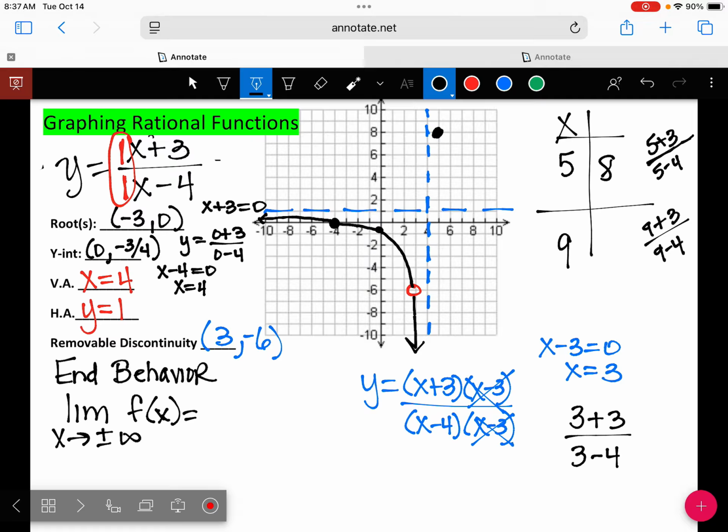And then 9, we got 12 divided by 5, which is like 2.4-ish. Is that what y'all got? 2.4? Yes. Okay. And you can really round that to 2. We're graphing by hand. It doesn't have to be perfect. You know, you can't really be accurate when you're graphing by hand. So 9, I'm just going to go up to around 2 and then draw it out.